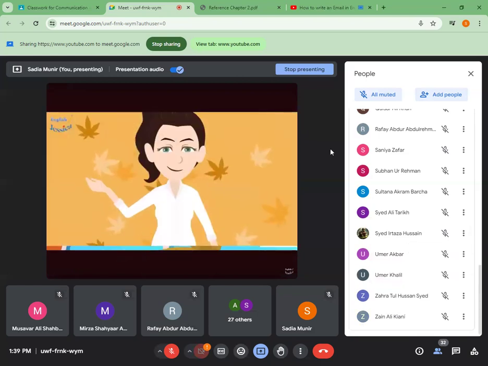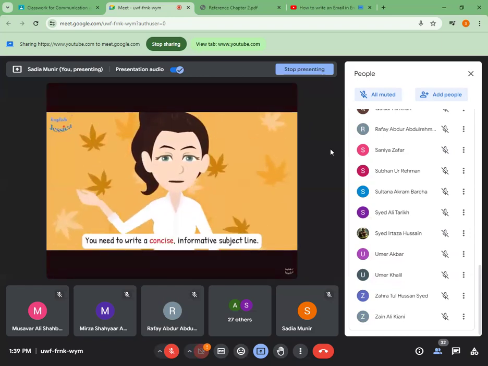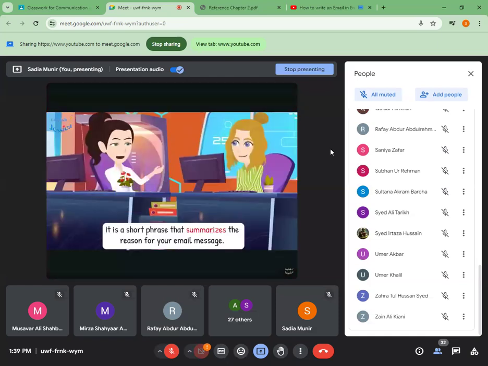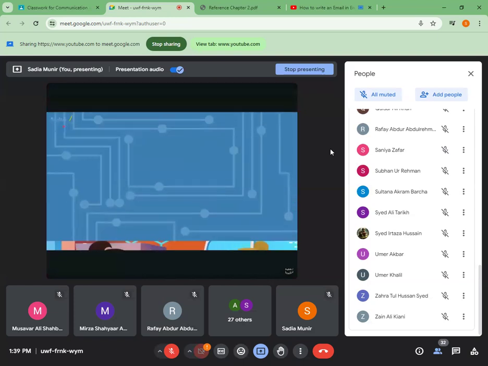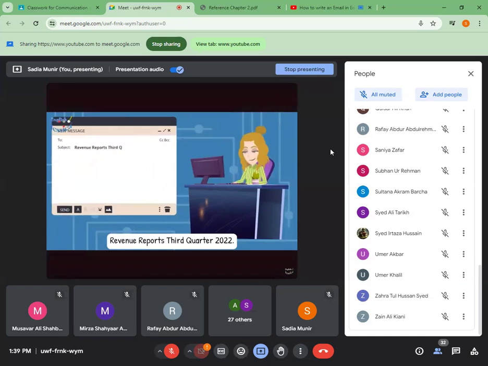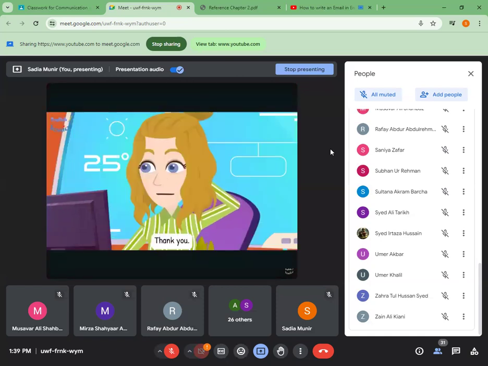Okay, I got it. Every email needs to have a subject line. You need to write a concise, informative subject line. It is a short phrase that summarizes the reason for your email message. For example, can I write it like this? Revenue reports third quarter 2022. You are learning fast. Thank you.